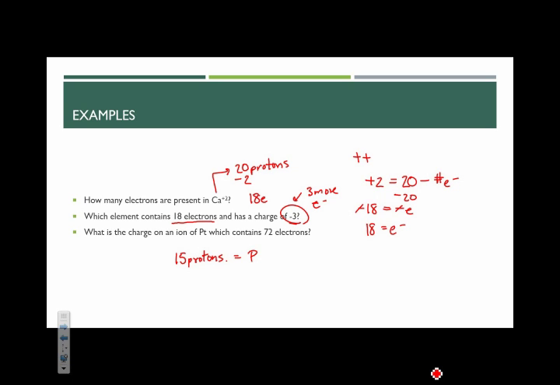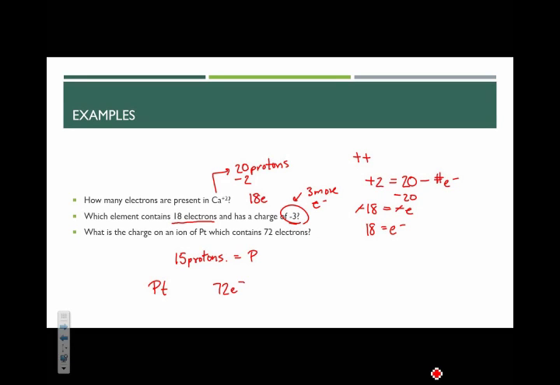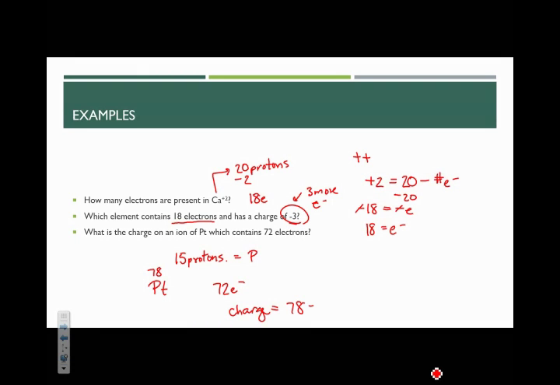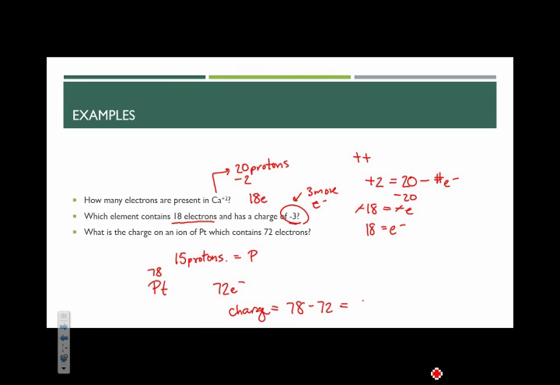Our last example, what is the charge on an ion of platinum which contains 72 electrons? Well, in this case, it's telling me I have platinum, and it's telling me I have 72 electrons. To figure out the charge, I need to know the number of protons. Since I know it's platinum, I can go to the periodic table and see that its atomic number is 78. So I've got 78 positive things, so my charge will equal 78 minus 72, which is plus 6.